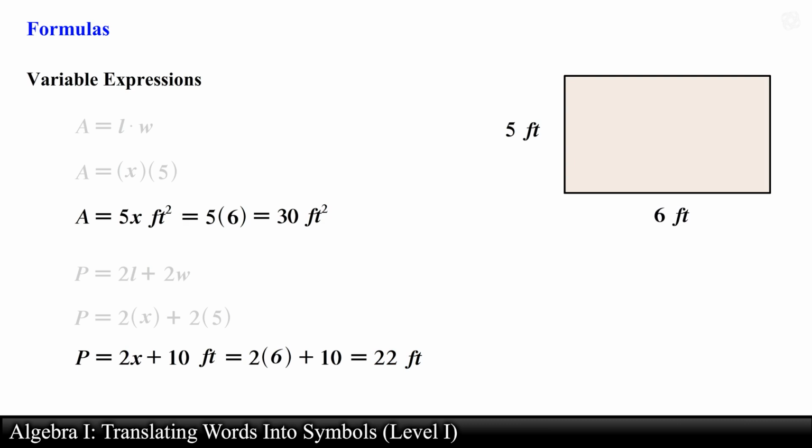In algebra, we sometimes don't want to know the exact value, like 30 square feet or 22 feet. We just want to know in general what the perimeter and area would equal, given a particular width and any length imaginable. So we use a variable to represent the varying nature of the length.